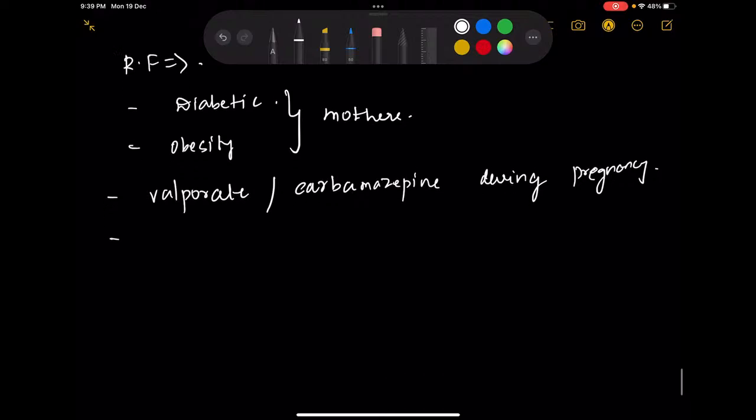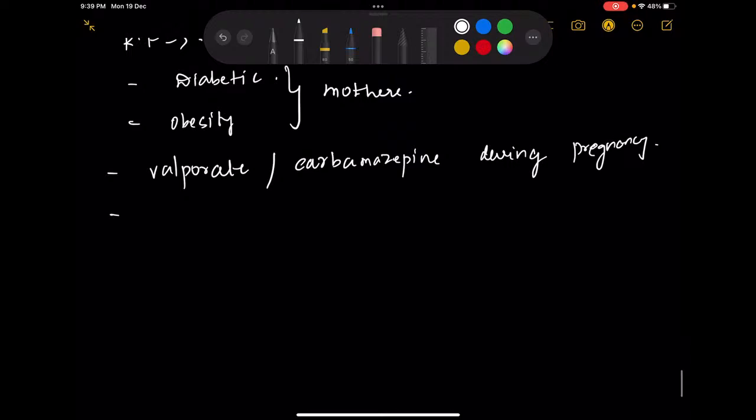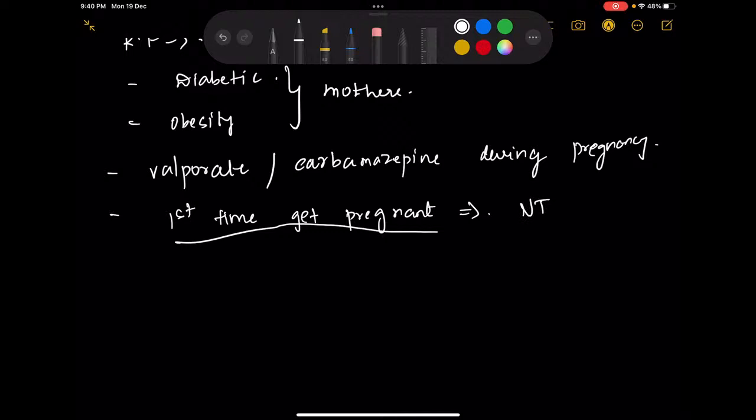And next one is previously affected pregnancy. Suppose the first time getting pregnant, having a neural tube defect increases the chance during the second time. Hence neural tube defects are much higher in the second pregnancy.